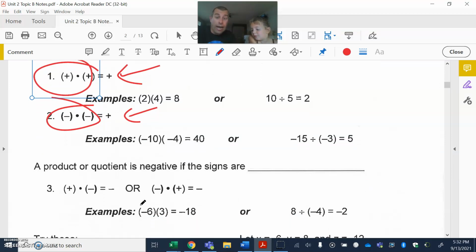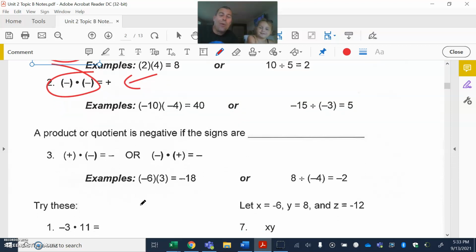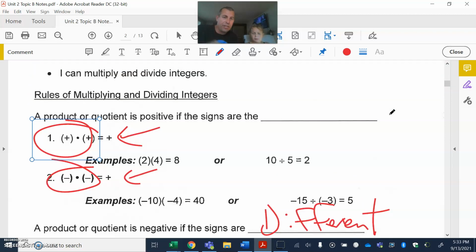And if they're different signs, the answer is always negative. All right? So if they are different, it's always negative. Let's go back up there. We'll put that. And then, Ella, do you remember what we said? If they're the same signs, it's always positive? Yeah. So let's put the word same that's there.